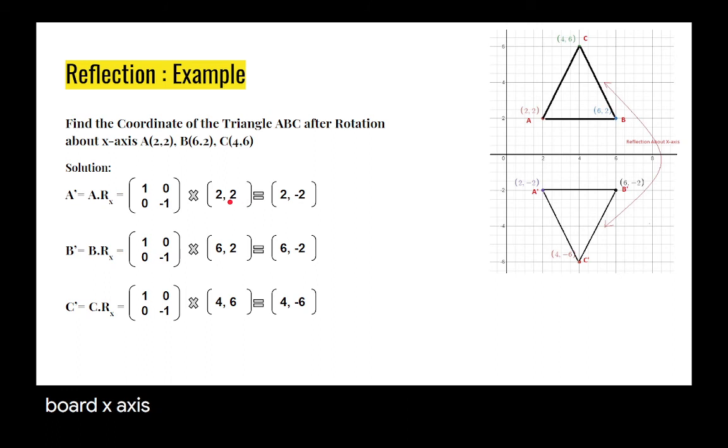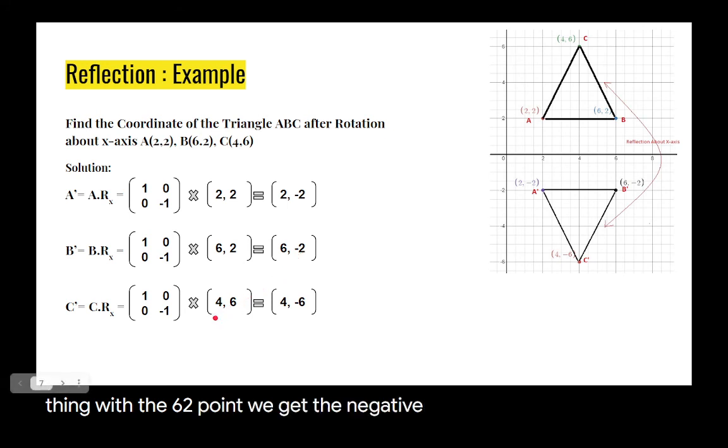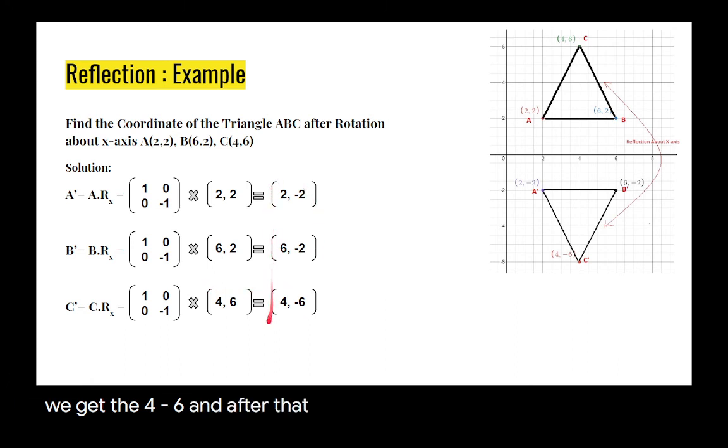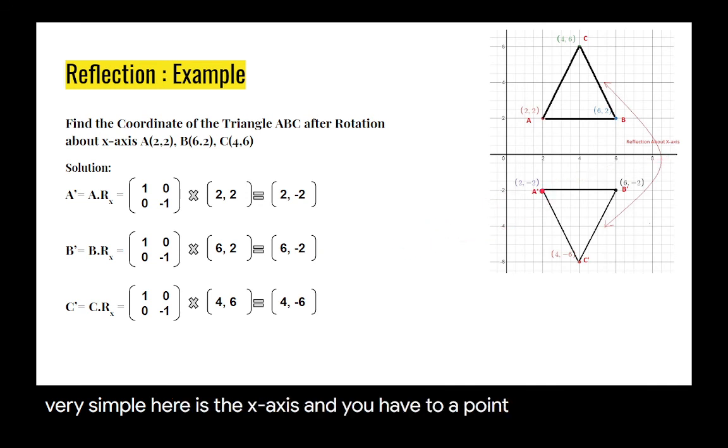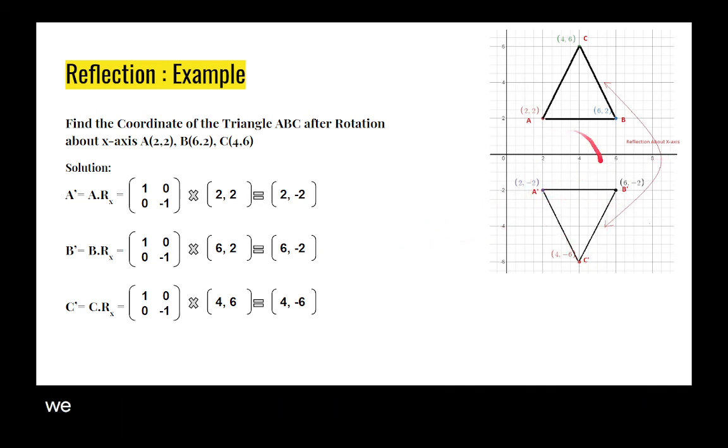Multiply with the point, we get this thing. Again, do the same thing with the point (6,2), we get (6,-2). Again, do it with the point (4,6), we get (4,-6). After that, drawing these points on the graph, obviously it is very simple. Here is the x-axis, and you have to plot the points, and we get this thing.